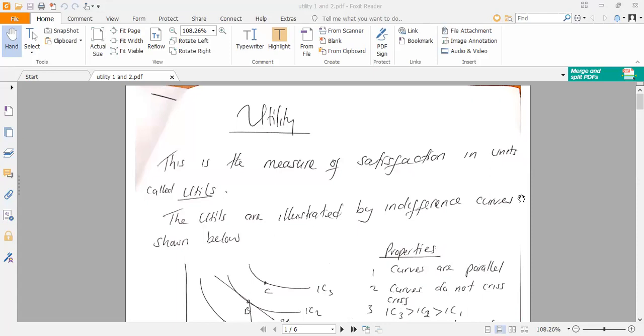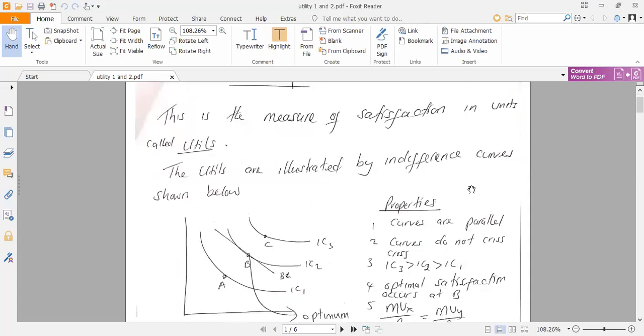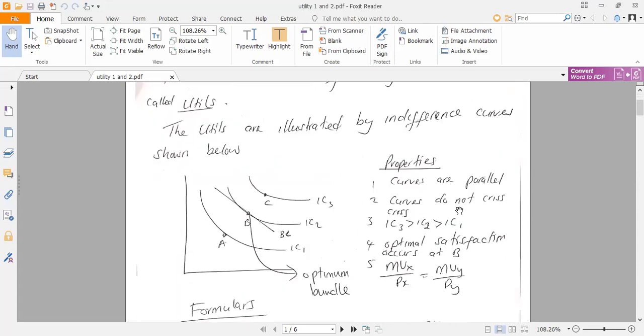Utility is the measure of satisfaction. Units are called utils. Utils are illustrated by the curves in different scales. These curves in different scales are parallel to each other. The different scales do not crisscross. The curve on the right offers higher utility compared to the one below it.